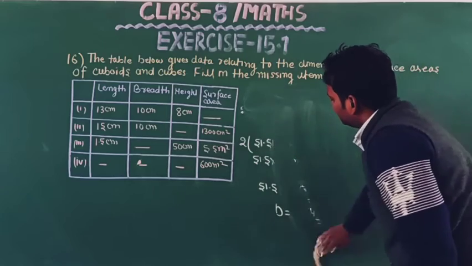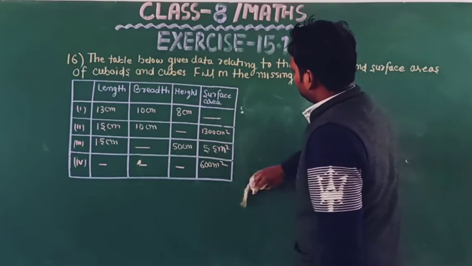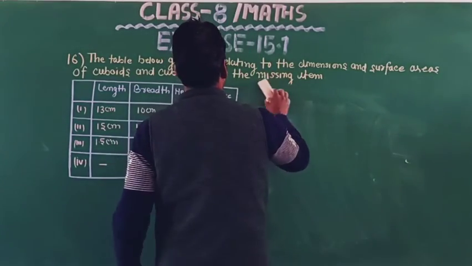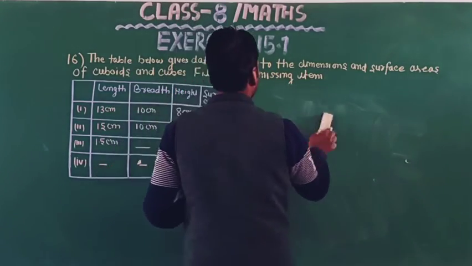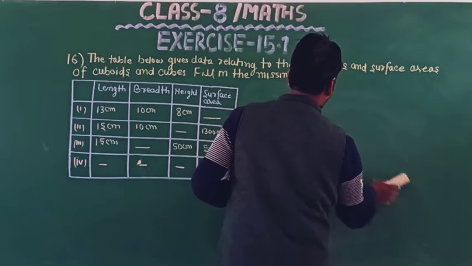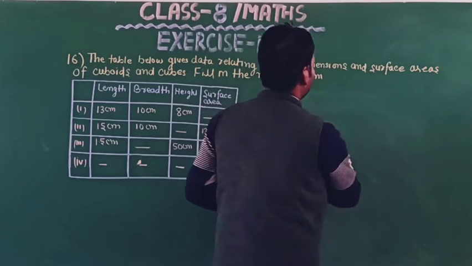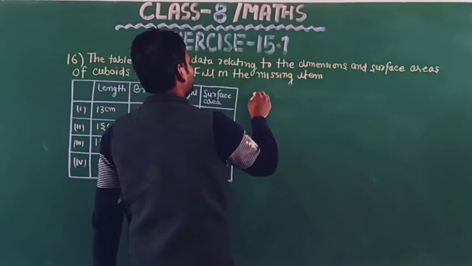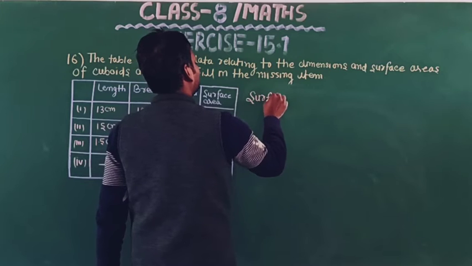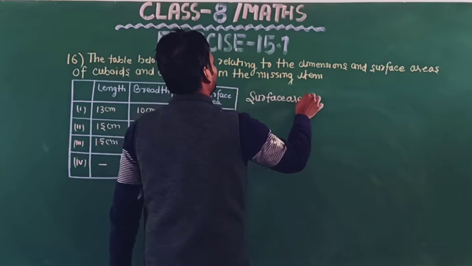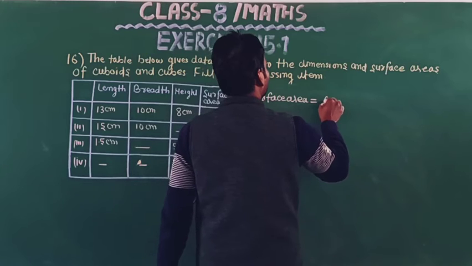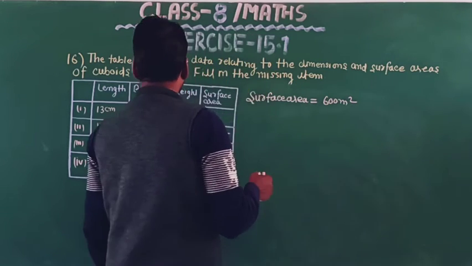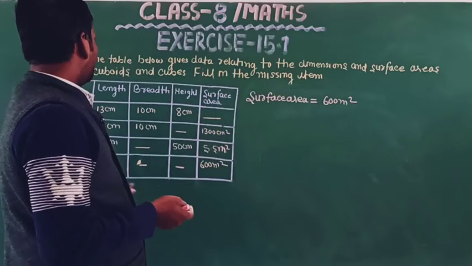Okay, this is given only the surface area. Length, breadth, height is not given, so that means the given solid is a cube. Okay, so surface area is given to us. This is 600 m². So this means this is a cube.